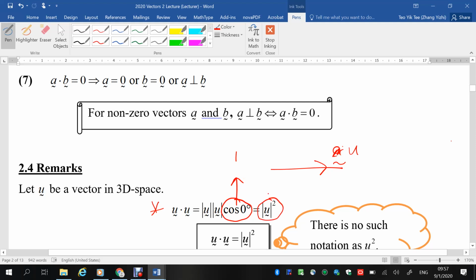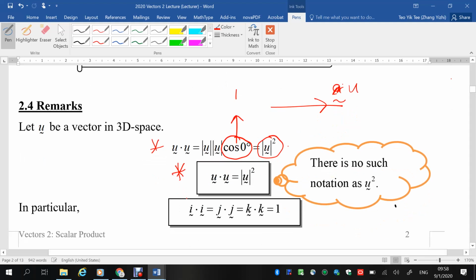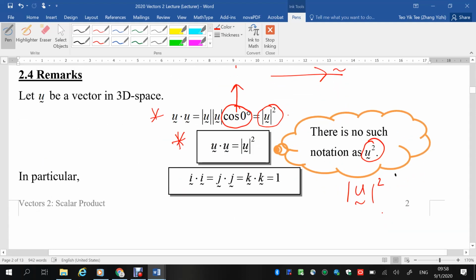magnitude U squared, not modulus. It's magnitude U squared. So this is another key property that you must remember. U dot U or A dot A or J dot J or X dot X or whatever you can think of, if they are the same, dotted together, you get the magnitude squared. Not U squared, it is magnitude U squared, not modulus U squared, magnitude. Can?